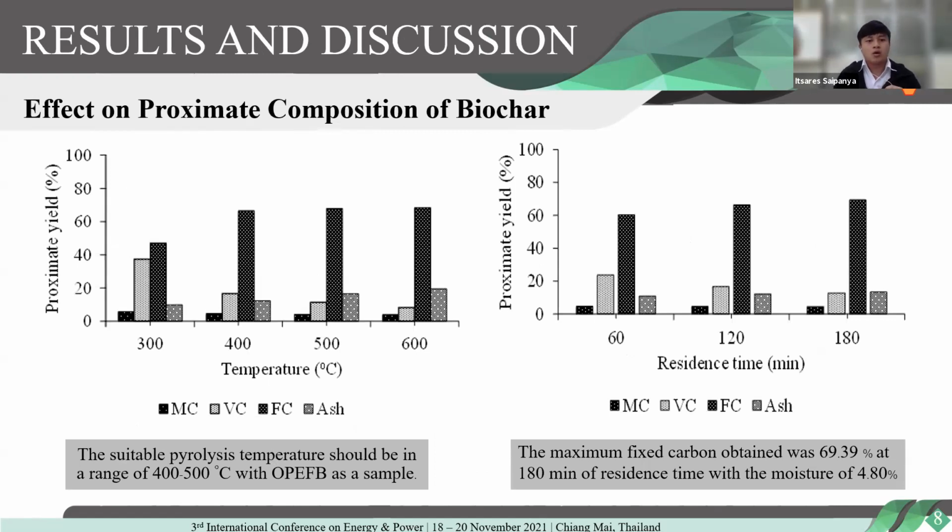Effect on the proximate composition of biochar. On the picture on the left, the suitable pyrolysis temperature should be in a range of 400 to 500 Celsius degrees. On the picture on the right, it shows the maximum fixed carbon obtained was 69.39% at 180 minutes of residence time with a moisture of 4.8%.